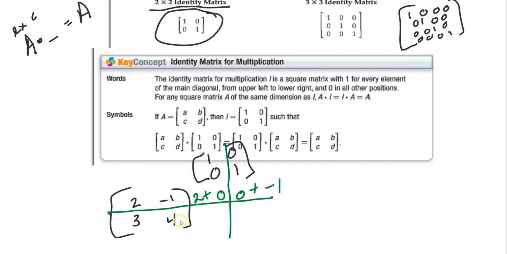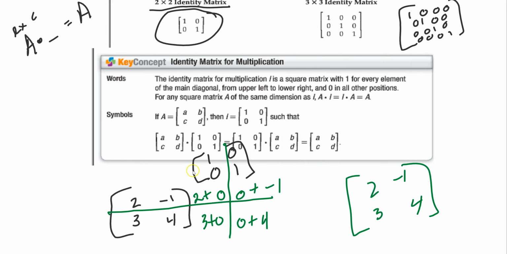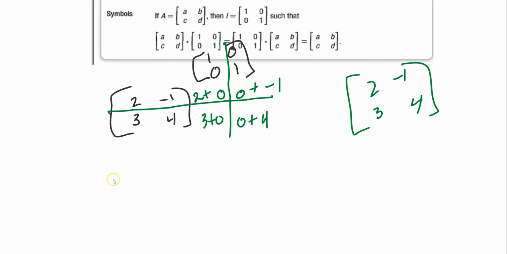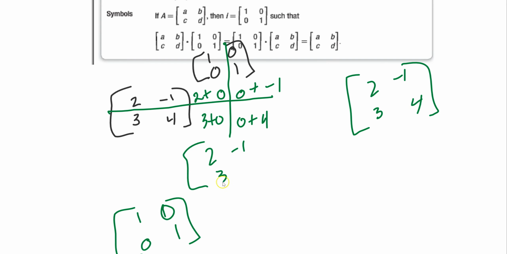So then we have row 2, we multiply by the first column, so 3 plus 0. And this last one, this row by that column, is 0 plus 4. If you look at it, we get 2, negative 1, 3, 4. We get the exact same thing back with the identity matrix. Now I can actually flip it. We can do it the other way, because remember, multiplying matrices is not commutative, so you can actually flip it and get the exact same thing.